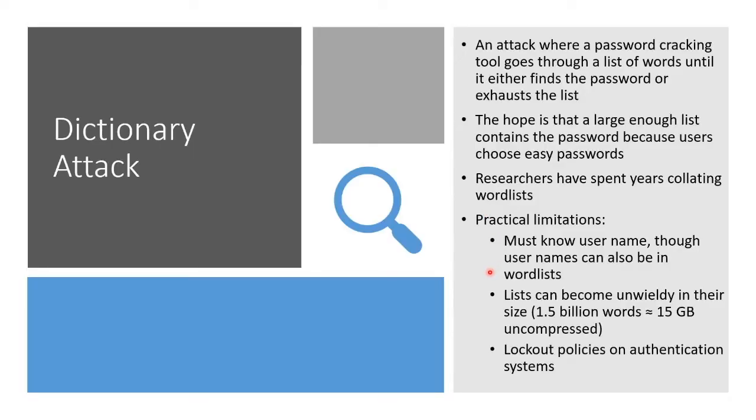So the word lists, they can get unwieldy. I mean, for example, it is not uncommon, especially with the rainbow tables, to have 1.5 billion words. Now, I hope your password is in 1.5 billion words. That's a 15 gig uncompressed dictionary. That is huge. Very unwieldy. And of course, there will be lockout policies on authentication systems.